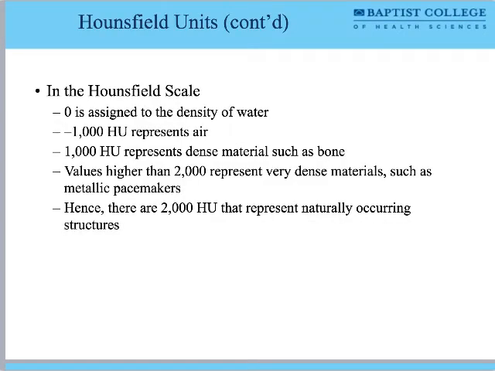So again, 0 is going to be water. Negative 1,000 is air. A positive 1,000 is going to be dense material such as bone. And I'm sorry for the way the bullet's formatted on this. That looks like it's saying a negative sign. It's not a negative sign. That's just the bullet, right? Values higher than 2,000 represent very dense materials such as metallic stuff.